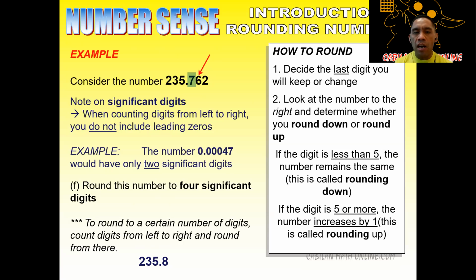Now, let's just say you had a number such as 0.000407, where the 0 happens to be in between 2 non-zero digits. That 0 now becomes a significant digit. So if we had 0.000407, then it would be 3 significant digits.